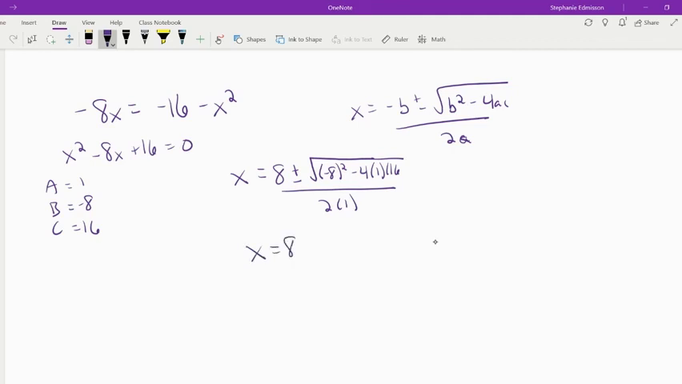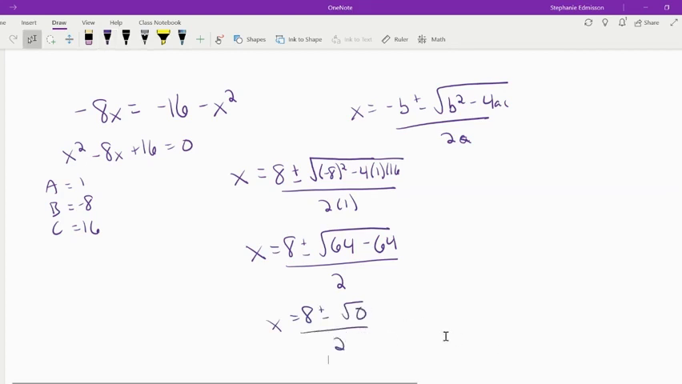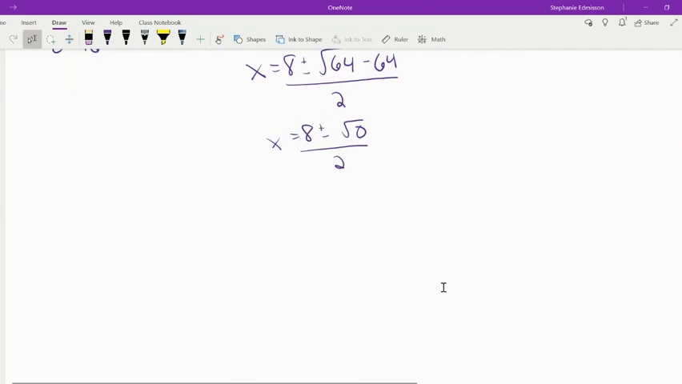Okay, now I just start simplifying. x equals 8 plus or minus the square root of 8 times 8 is 64, minus 4 times 16 is 64, over 2. Okay, well, this simplifies to x equals 8 plus or minus root 0 over 2. The root of 0 is 0. So we actually get x equals 8 plus or minus 0 over 2.